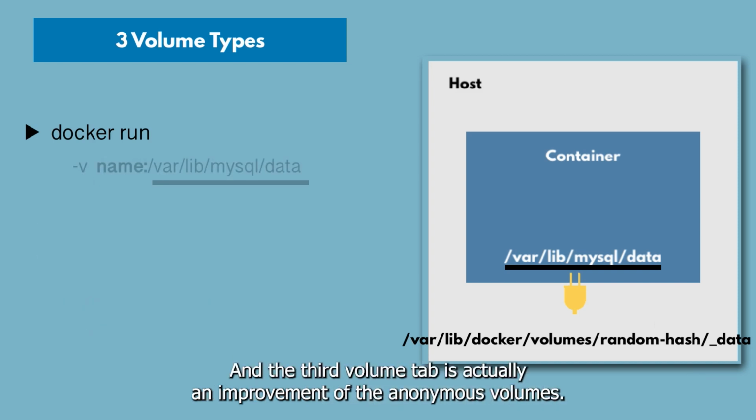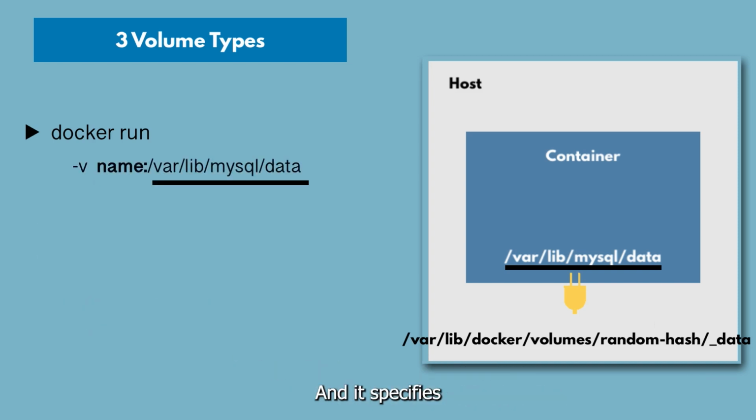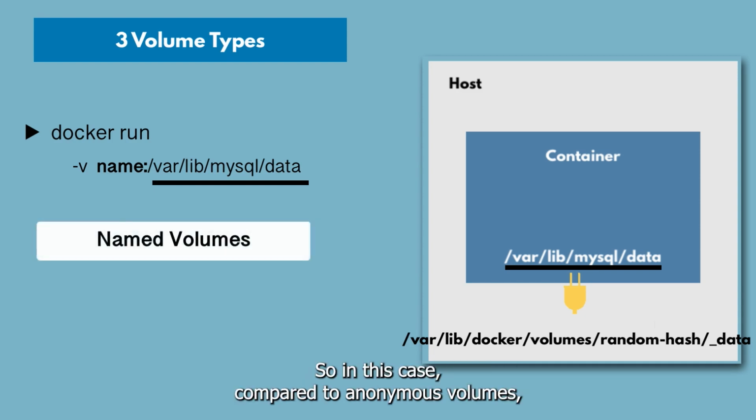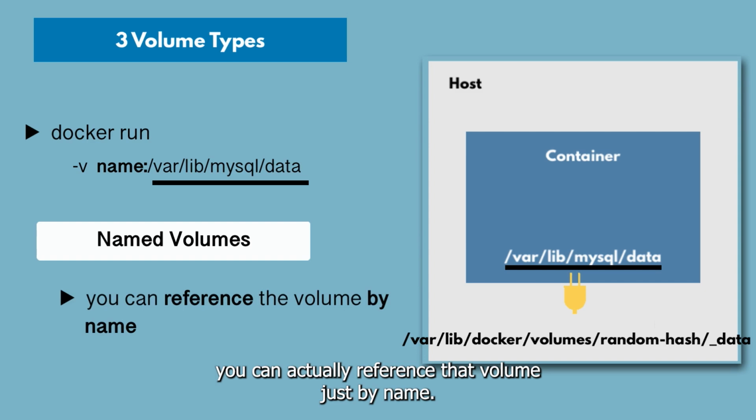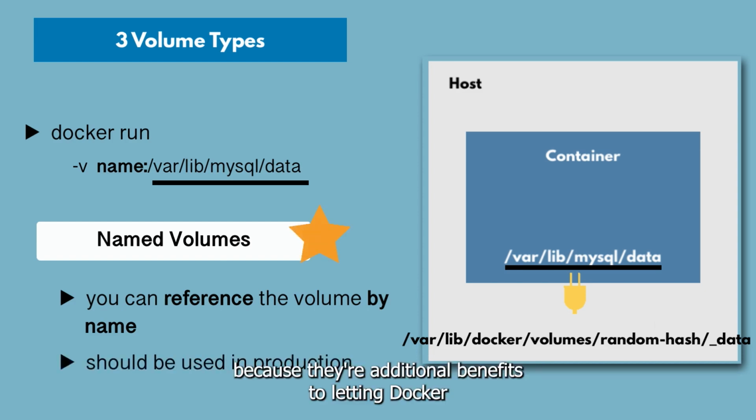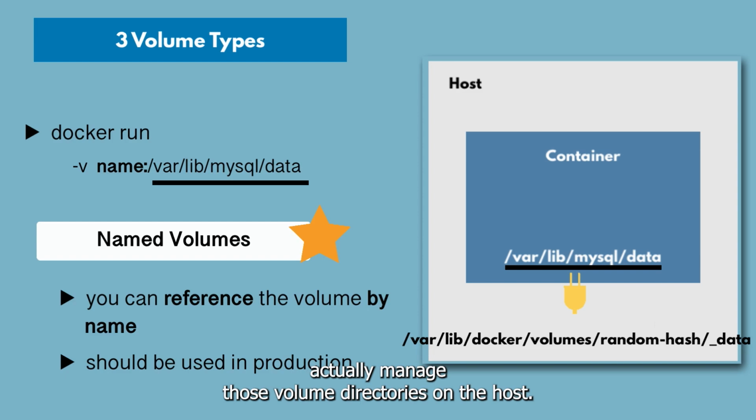And the third volume type is actually an improvement of the anonymous volumes, and it specifies the name of the folder on the host file system. And the name is up to you. It's just to reference the directory. And that type of volume is called a named volume. In this case, compared to anonymous volumes, you can actually reference that volume just by name, so you don't have to know exactly the path. Of these three types, the most used one, and the one that you should be using in production, is the named volumes, because there are additional benefits to letting Docker manage those volume directories on the host.